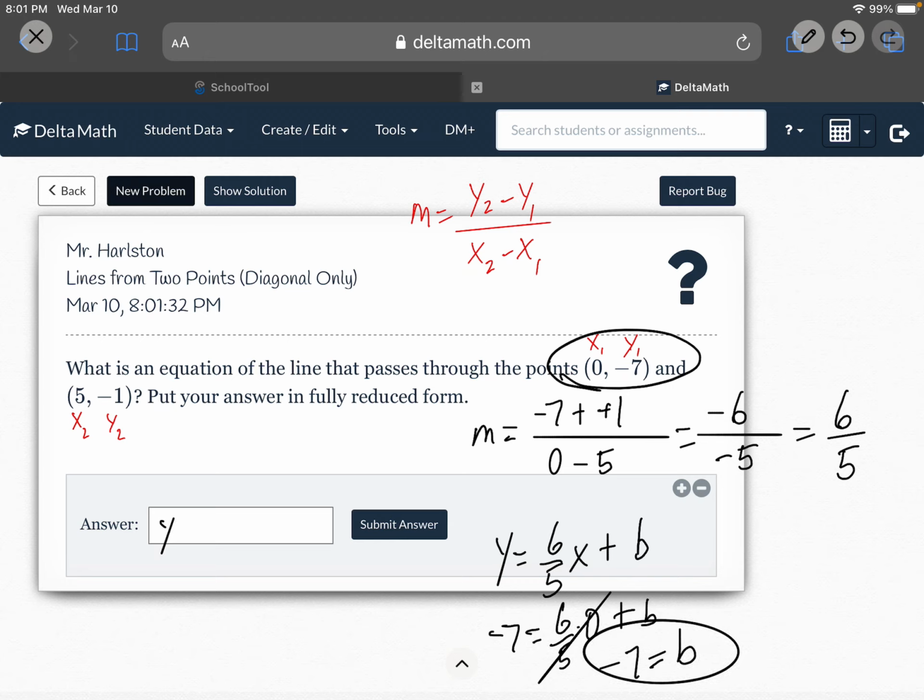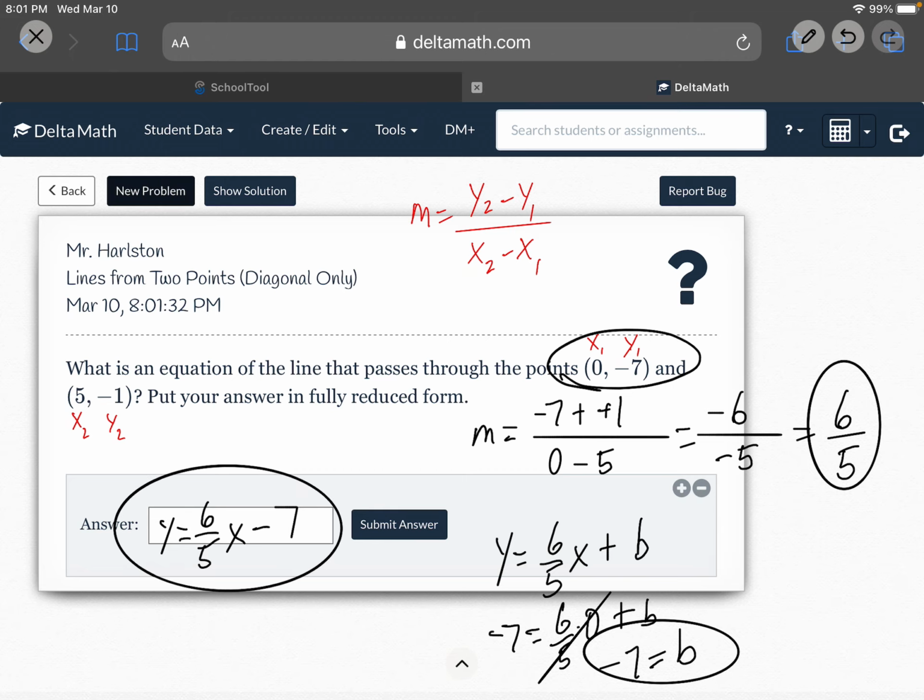So we would write this: y equals, the slope is 6 over 5 times x, and then the y-intercept is just -7. That is our final answer. All right, guys, so basically once you find the slope, you're just taking a point and the slope and finding out what the y-intercept, or the b value, is.